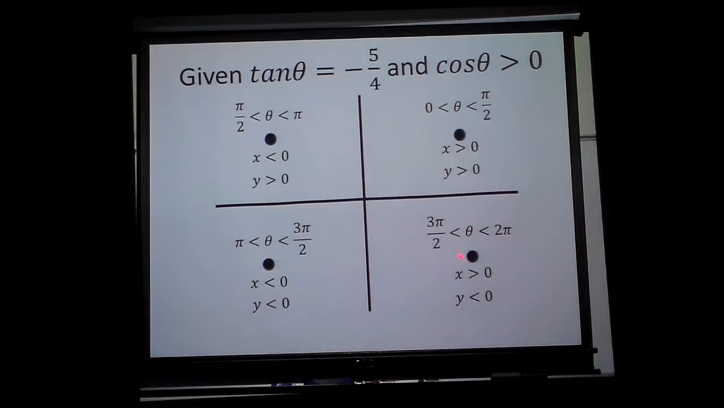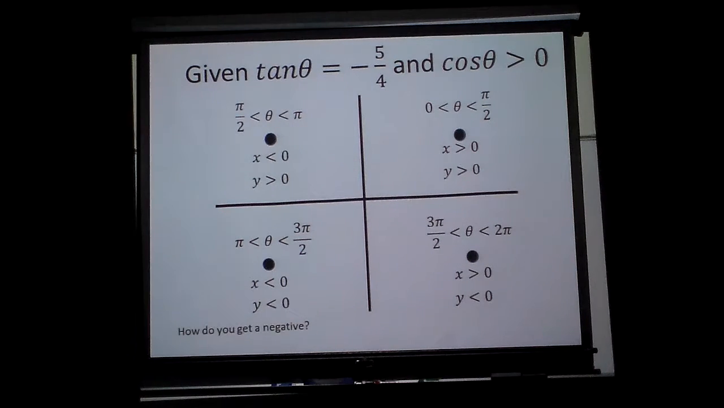Think about it. And where is tangent negative? So what you're going to go look at is this last thing. Where was tangent negative and where is cosine positive? Because how do we get a negative? Think about it. If cosine is positive, tangent is y over x. I got a negative up here. How do I know?